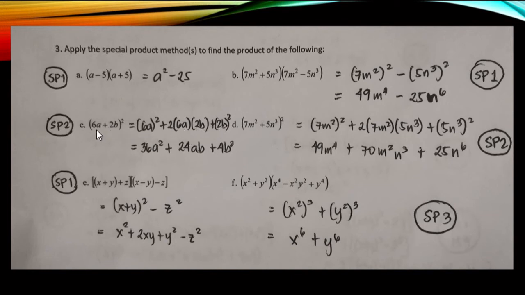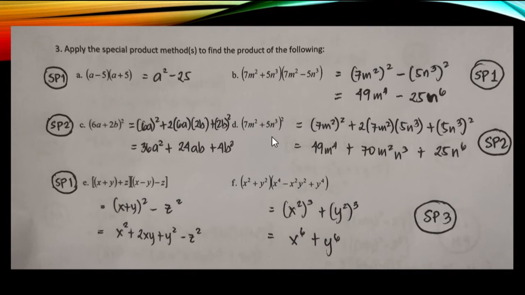So, sa atong pattern, we square the first term, maoning 6a squared, dayon 2 times the first term and the second term. So, mo ng 2 times 6a times 2b. Then, we square the second term. That is 2b quantity squared. So, simplifying, 6 squared is 6 times 6, that is 36. Then, a squared plus 2 times 6 times 2, that is 24ab. Then, 2 squared is 4. Then, b squared.